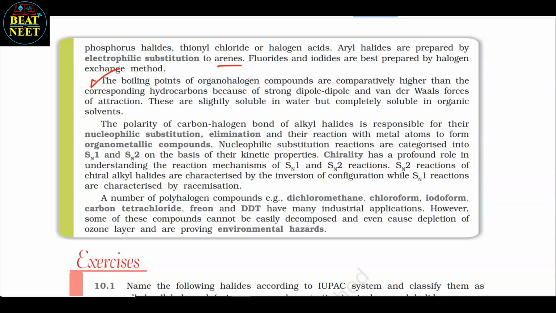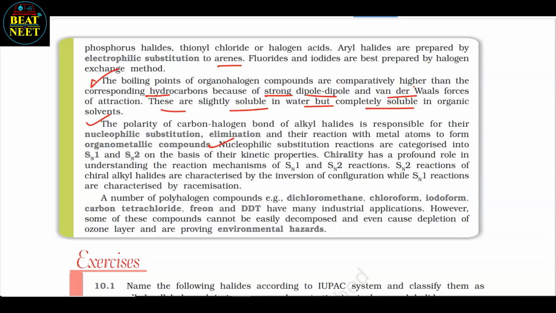The boiling points of organohalogen compounds are comparatively higher than the corresponding hydrocarbons because of strong dipole-dipole and van der Waals forces of attraction. These are slightly soluble in water but completely soluble in organic solvents. The polarity of the carbon-halogen bond of alkyl halides is responsible for their nucleophilic substitution, elimination, and their reaction with metal atoms to form organometallic compounds.